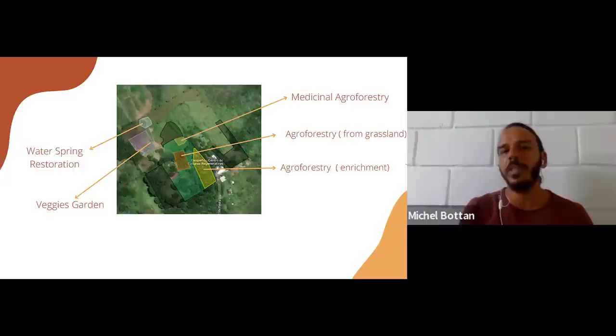And the water spring, we did some restoration there, because the water spring is not perennial anymore. So we planted a lot of bananas and a lot of trees. The bananas will grow and form a canopy and provide shade for the trees. And our veggie garden is now below the lake, which makes it easier to irrigate.